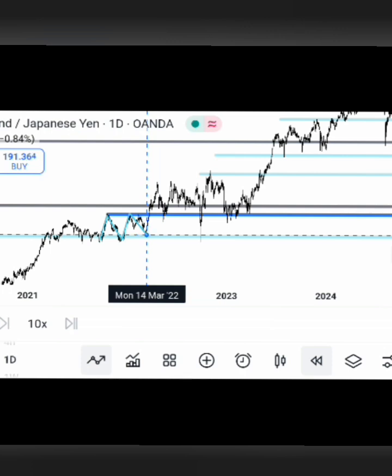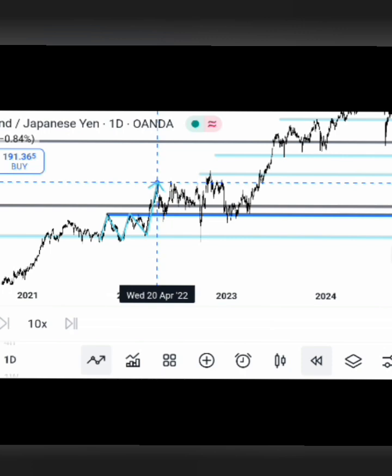But when it came here, it broke it. Now watch out. It broke it, isn't it? Then it came down for a retest. It retested it, isn't it? Then went up, isn't it? Respected this high it created, this resistance.